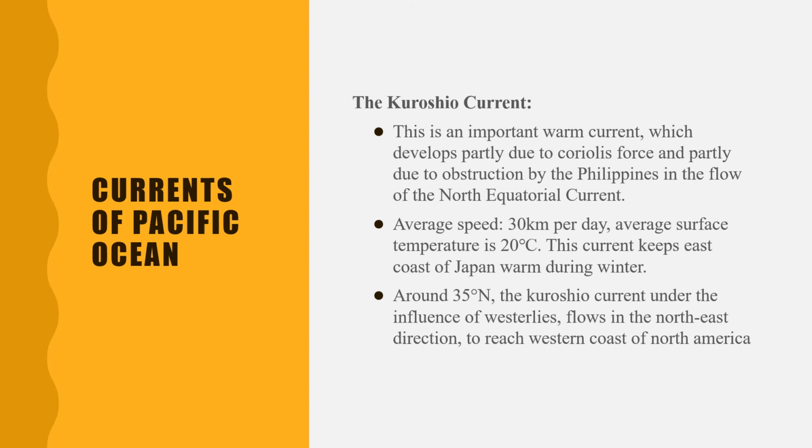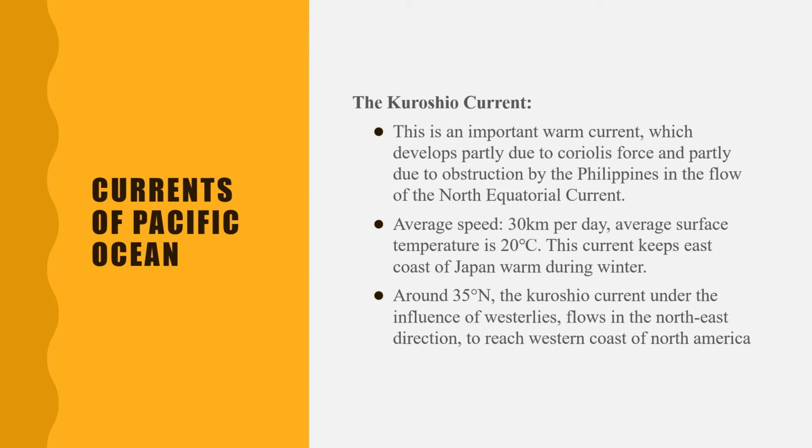The Kuroshio current. This is an important warm current. It develops due to the Coriolis force. Now, what is Coriolis force? Moving bodies are deflected to the right in the northern hemisphere and to the left in the southern hemisphere, and partly due to the obstruction by the Philippines in the flow of the North Equatorial current.